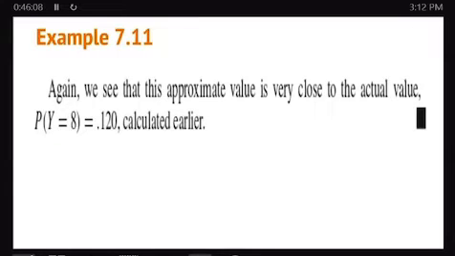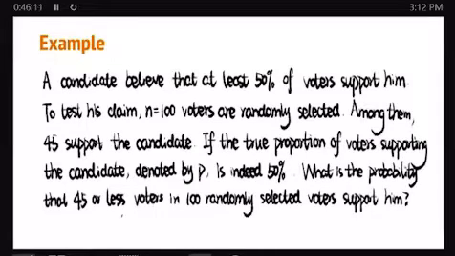Another example. A candidate believes that at least 50% of voters support him. To test his claim, n equal to 100 voters are randomly selected. Among them, 45 support the candidate. If the true population proportion of voters supporting the candidate, denoted by p, is indeed 50%, what is the probability that 45 or fewer voters in 100 randomly selected voters are supporting?